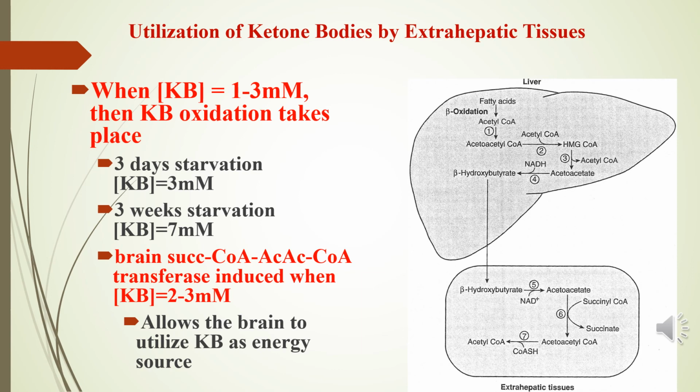And this allows the brain tissue to utilize ketone bodies as a source of energy. The liver does not have these enzymes, so it cannot utilize ketone bodies. So the liver can synthesize but cannot utilize ketone bodies. And this will end the process of ketone body synthesis and ketone bodies oxidation.